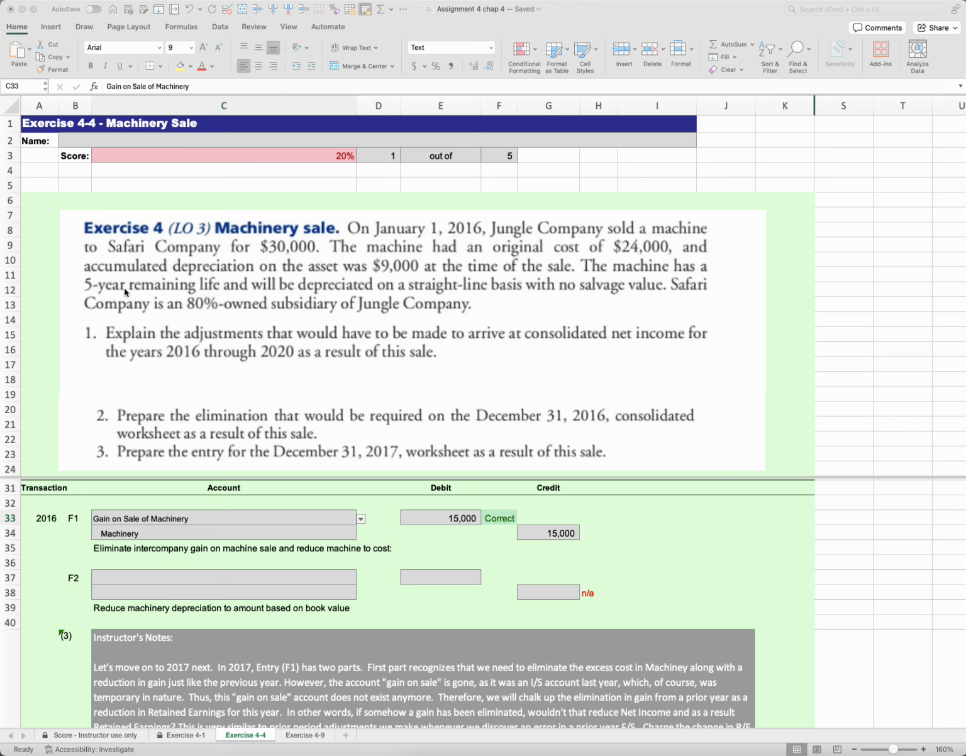In other words, $6,000 worth of depreciation was taken by the buyer on an individual basis, but for consolidation purposes we should have recorded a depreciation expense of $3,000, whereas a $6,000 depreciation expense was recorded by the buyer. So what we typically do is we reduce the excess depreciation in the F2 entry by removing the excess accumulated depreciation and reducing the depreciation expense that was incorrectly taken, in this case $6,000 minus $3,000, or exactly $3,000.